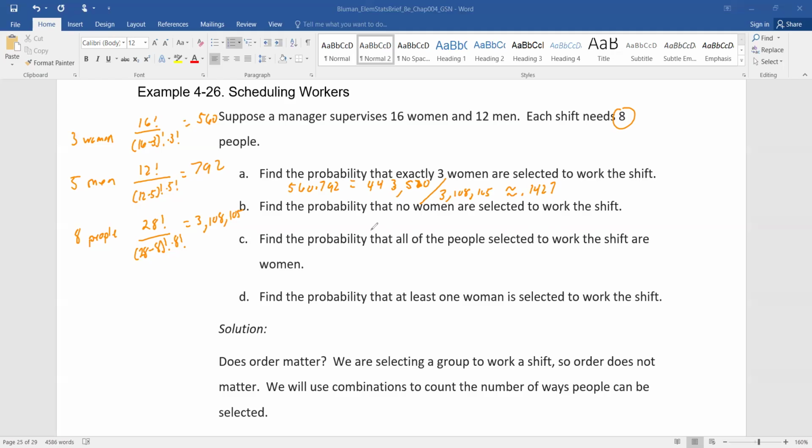All right, part B says find the probability that no women are selected to work the shift. So again, if I'm looking for no women, that means all 8 of them would be men.